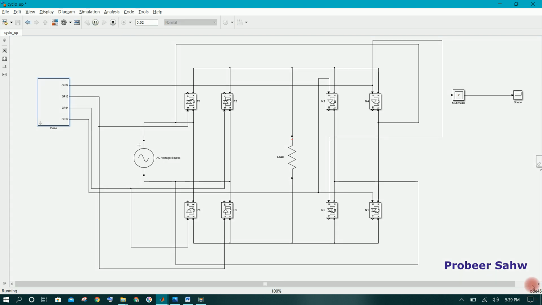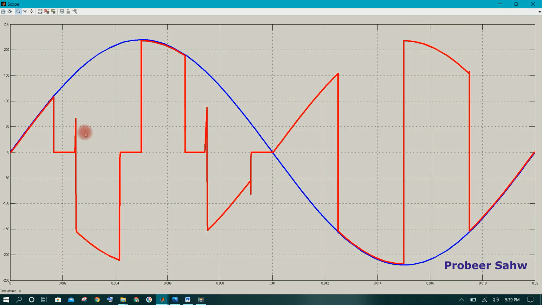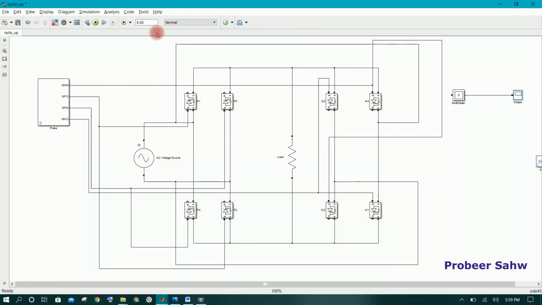Simulation is running. The simulation is complete. Now we can check the scope. We can check the output. So the output is 1, 2, 3, 4, okay, this is 4 cycles. The output is being distorted for the initial cycle. So what we can do, we can simulate this for more time, let's say for 0.08 seconds, 4 cycles, and see if this disturbance is just for the initial cycle or we have a certain problem in our model.